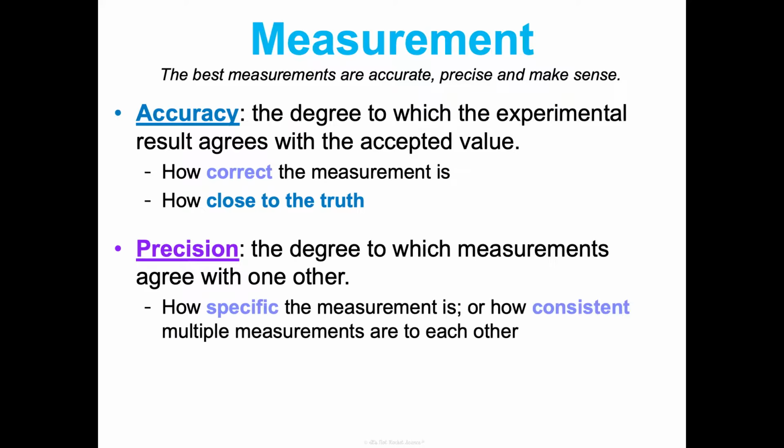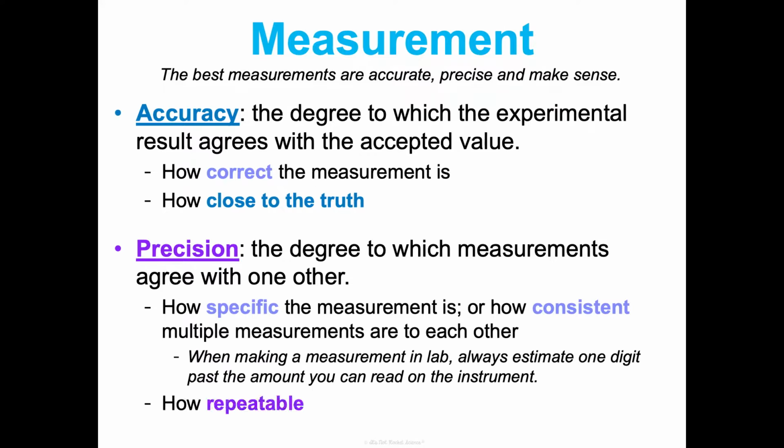Okay, so how specific the measurement is or how consistent multiple measurements are to each other is what we're looking at here. Okay, so you don't want to just say, oh, she's about 5 feet tall. That's not very precise. I'm 5 feet 5 inches. We also want our measurements to be consistent. We want them to be repeatable. So if 10 of you measured my height, if those measurements are precise, you're going to get consistent measurements over and over. Like you're going to keep getting around 5'5" for me, and you're all going to get that.